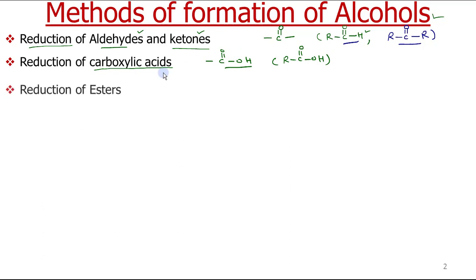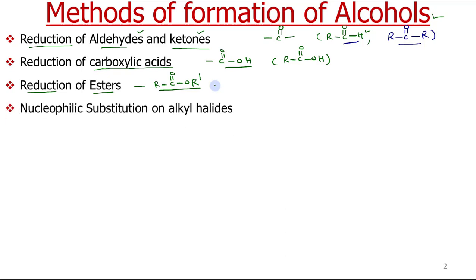Next method that can be used to synthesize alcohol is reduction of esters. Now esters have a functional group RCOOR dash. This is the general formula for an ester. So these compounds can also be reduced to give you alcohol. What is the meaning of reduction, we will also learn later. First let me tell you what are the various methods that we can use.